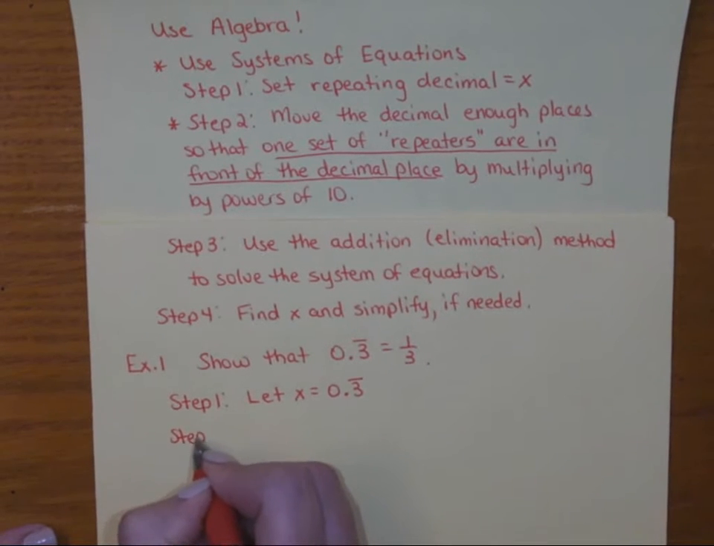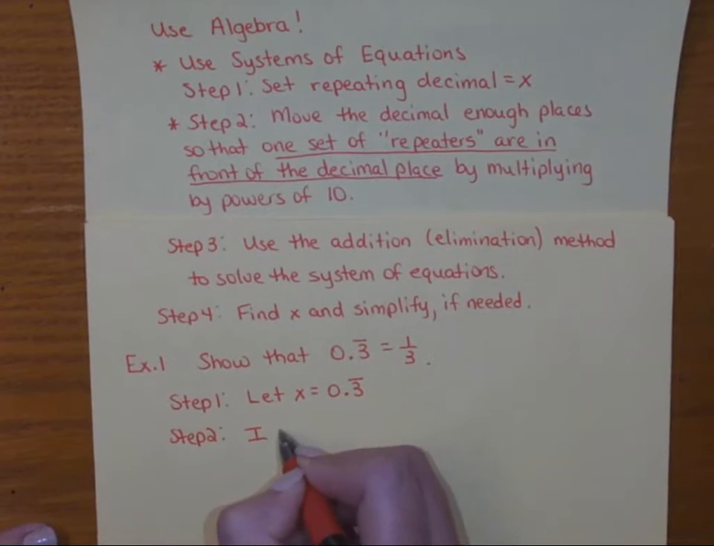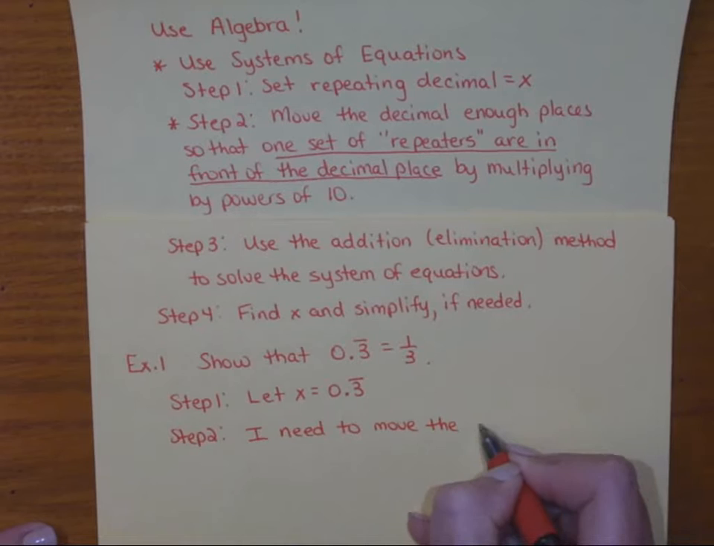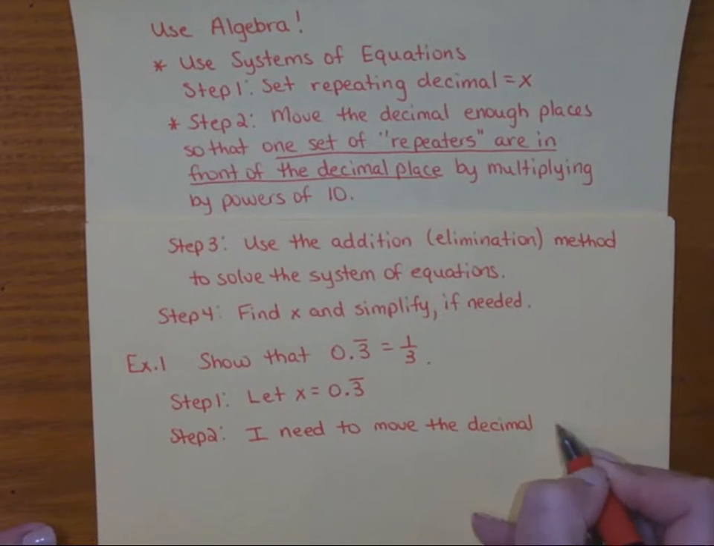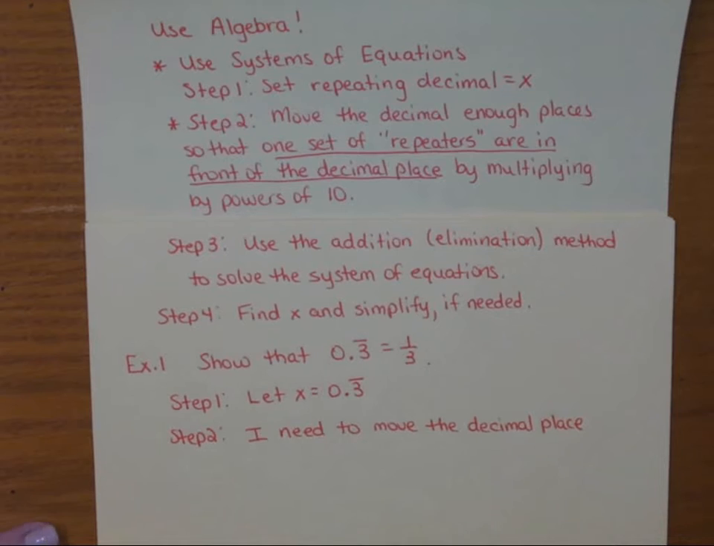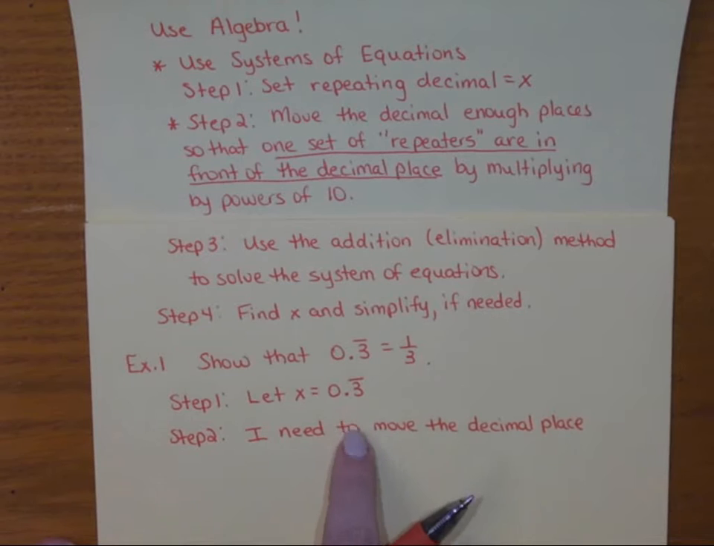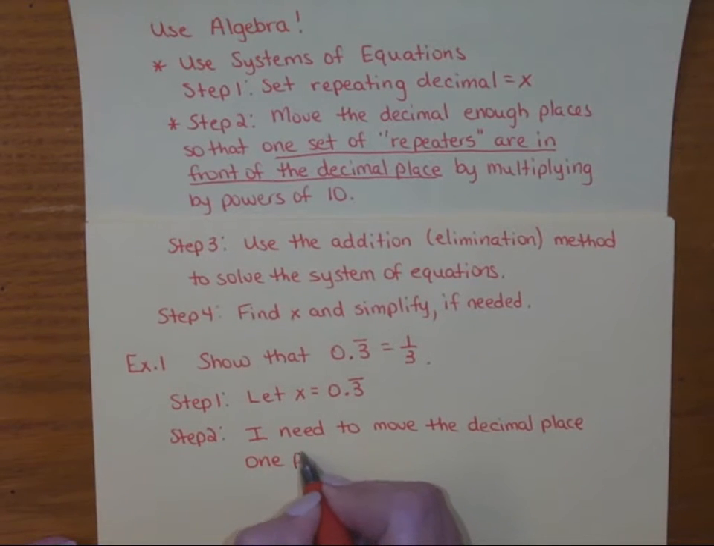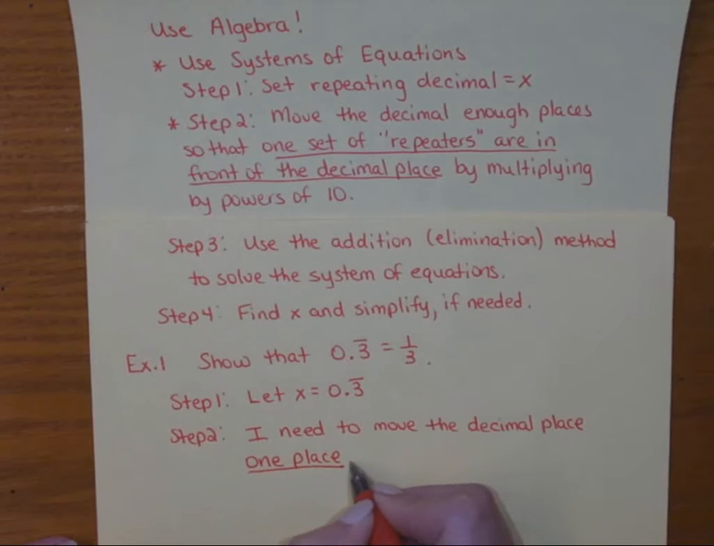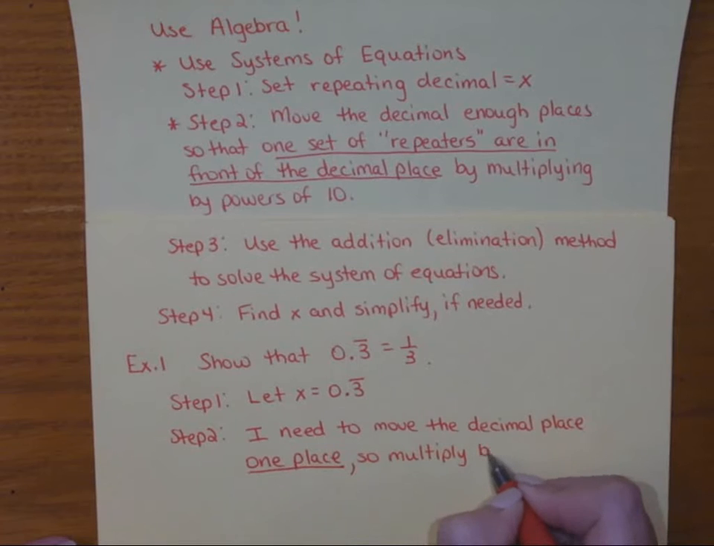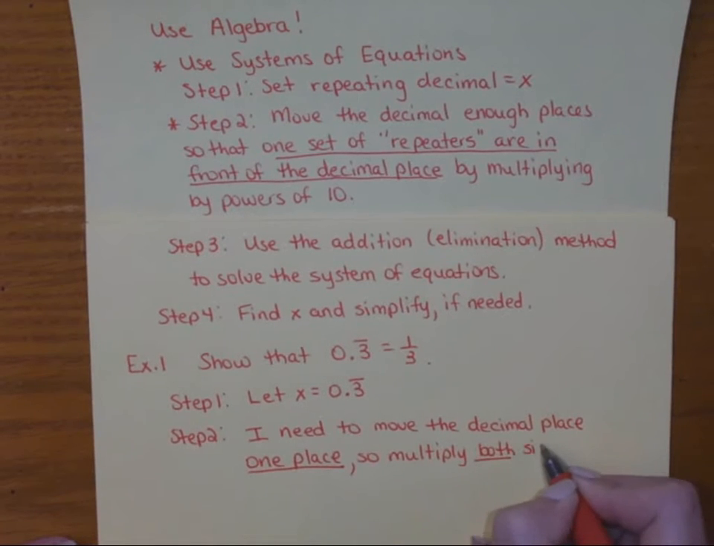So remember I put a star by step 2, it's the most important one. So remember what you're trying to get. I need to move the decimal place. So let's stop and think about that for a minute. Let's talk about how many places I'll need to move it. Okay, I need to be able to move one set of repeaters. Now notice there's only one digit repeating in this one. So I want to move 1 3 in front of the decimal place. Notice I only really need to move the decimal place one place to make that happen. So how do I move the decimal place one place? I multiply both sides by 10. Okay, multiplying both sides by 10 moves the decimal place one place.